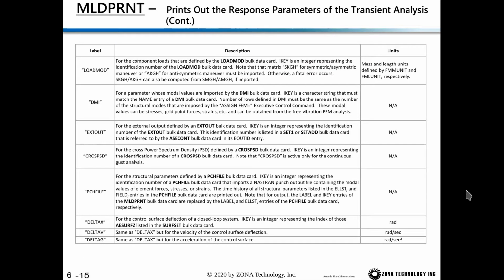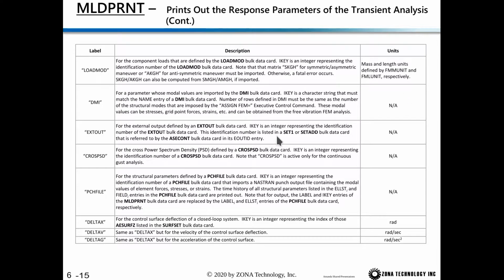Next we have the load mod card. This is for defining the component loads from a load mod bulk data card. So I-key refers to the integer of a load mod card, so you can use these for wing shear, wing bending, etc. Next is the DMI. This is a parameter whose modal values are imported by the DMI bulk data card, so you could use this for modal stress or modal strain.